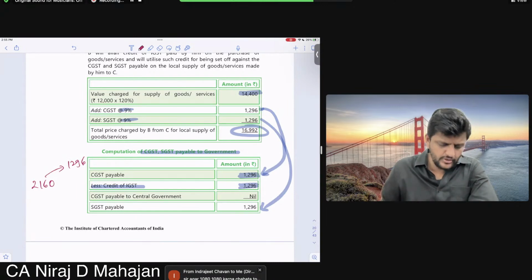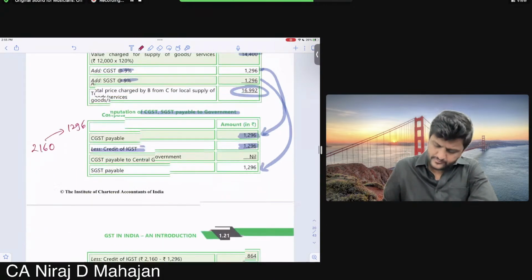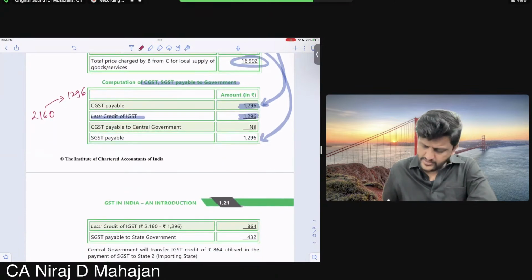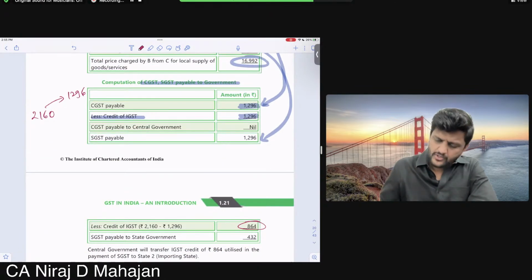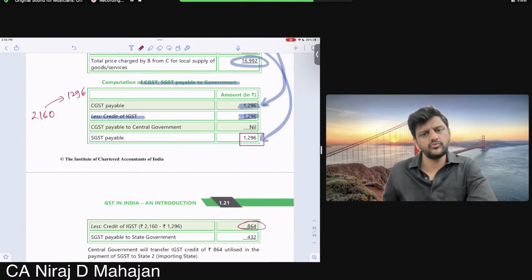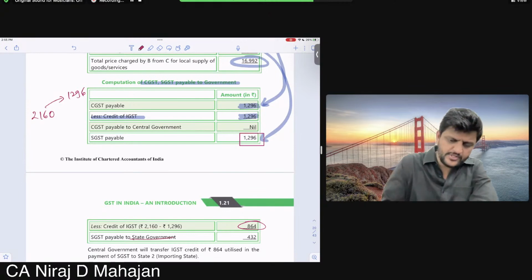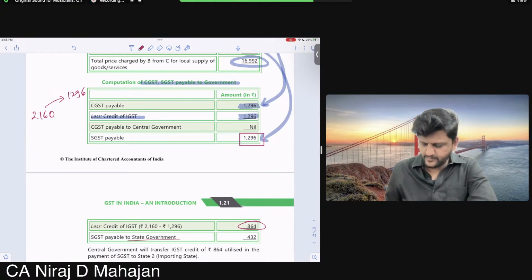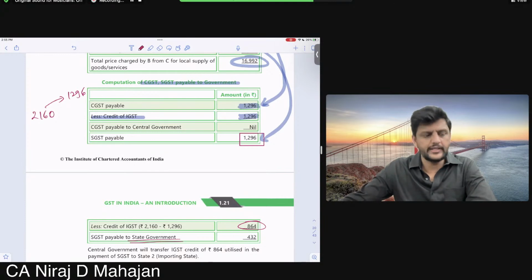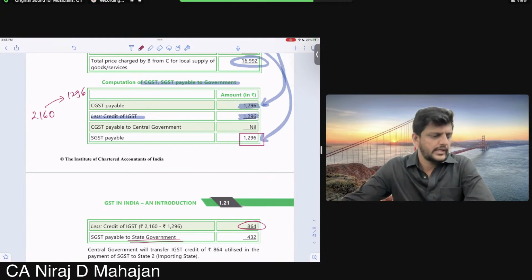How much remains now, children? 2160 minus 1296, 864. So 1296 minus 864. Understood? How much is payable now? SGST is payable, 432. Can I do vice versa? Can I do CGST payable?